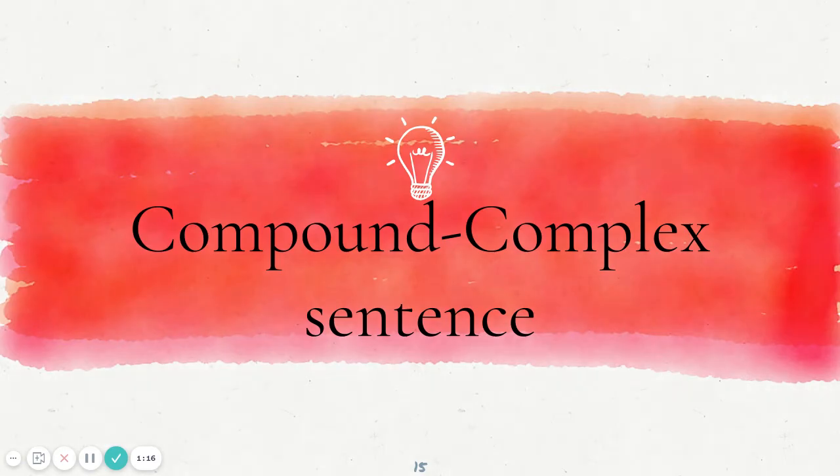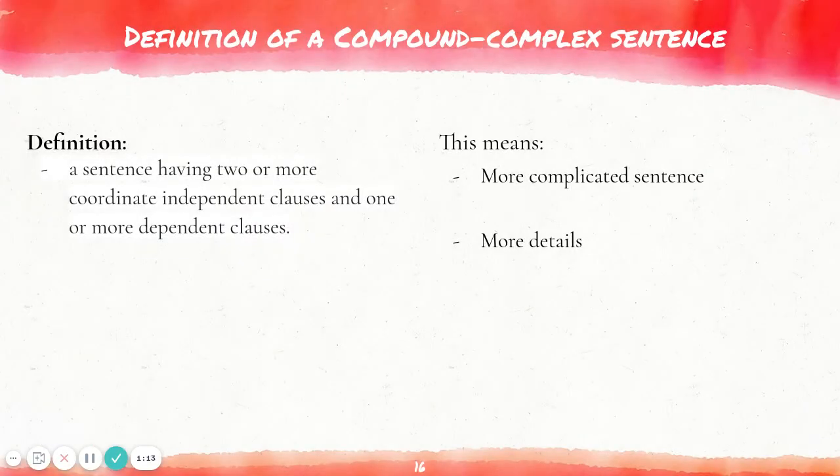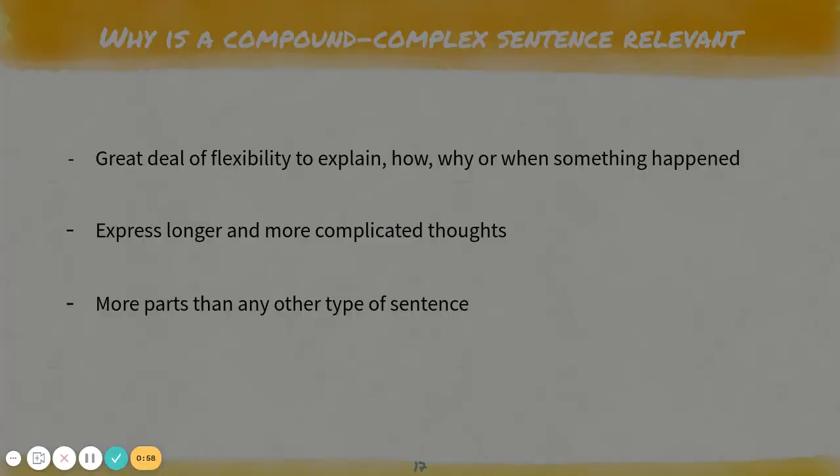Compound complex sentence. Definition of a compound complex sentence: a sentence having two or more coordinate clauses, independent clauses, and one or more dependent clauses. This means it's the most complicated sentence. There are more details than in any other type of sentence.